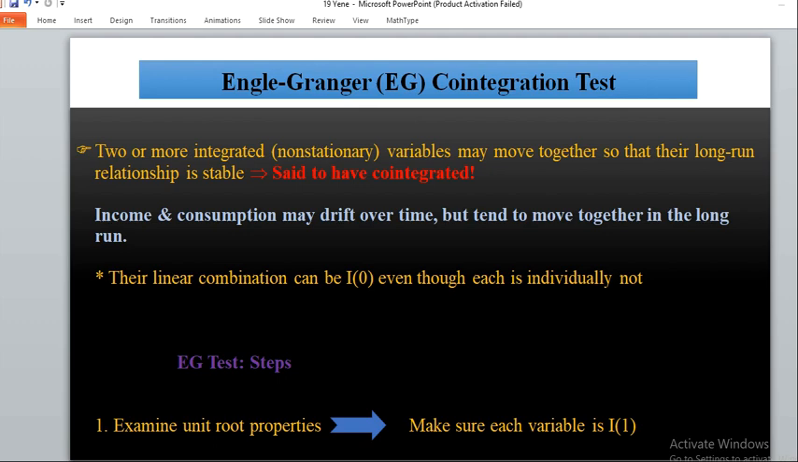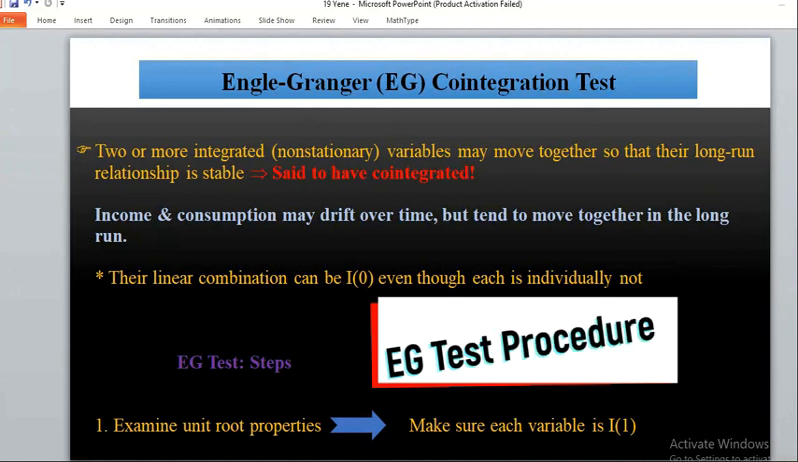Even though the variables are individually non-stationary, some linear combination of them can be stationary. That is the concept of co-integration. We do have many approaches for co-integration test, but here we are presenting the Engle and Granger approach.